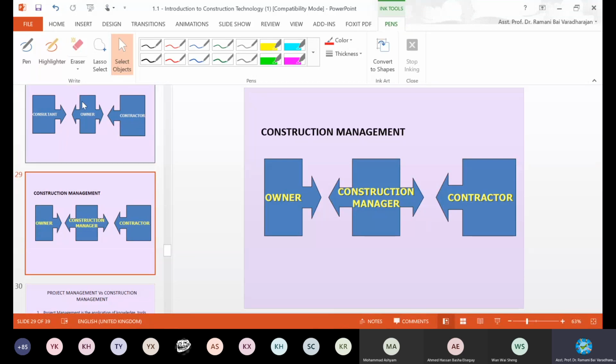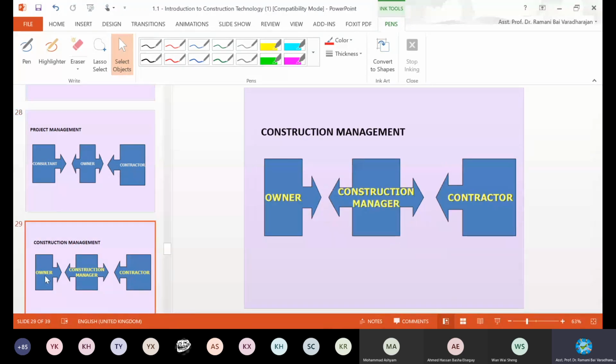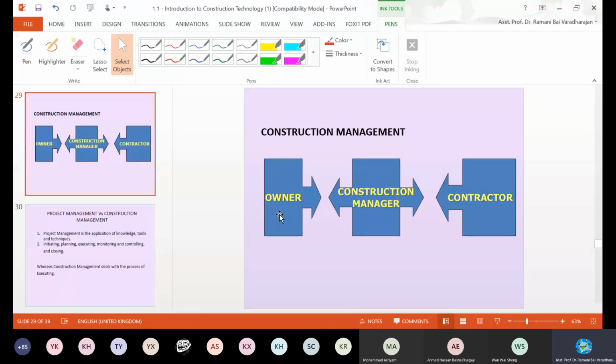In project management, he will tell the owner the feasibility, the concept, the technology, the trend today. So he will initiate the project. In construction management, the owner comes first. His requirement has to be fulfilled. He is the first. Based on that, the construction manager will decide and act upon it, and at the end it will be discharged to the contractor to start the work.